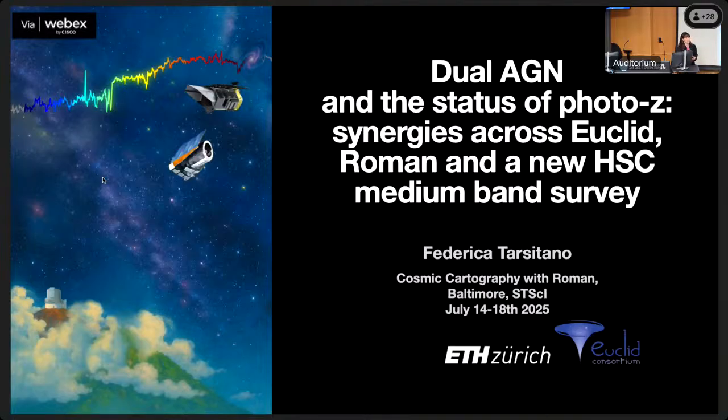Today, I will walk you through a few interconnected projects I have been leading in the context of the Euclid collaboration and in the framework of a new HSC medium band survey with the Subaru telescope. And I will highlight their potential synergies with Roman. In doing so, I will use a few science questions that will drive our discussion.